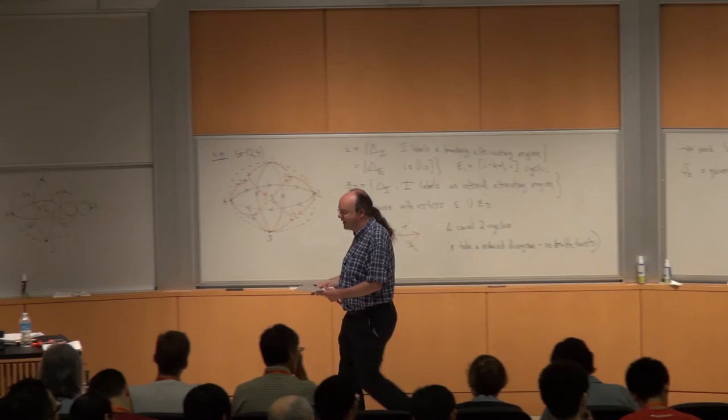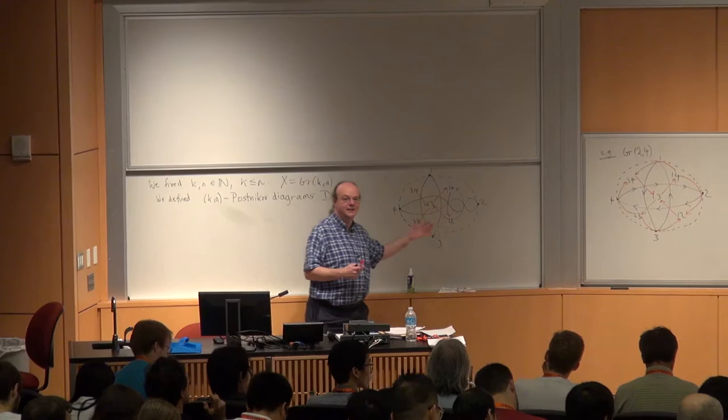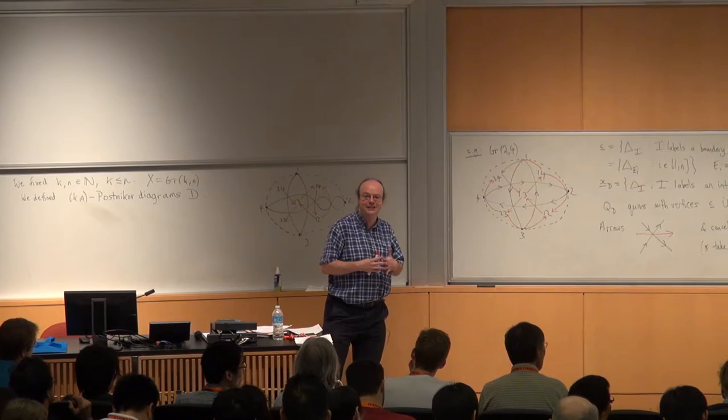But I should emphasize that in general there are infinitely many seeds. There are finitely many positive graph diagrams, because there are finitely many Plücker coordinates. But in general, the cluster type is infinite. If K is 2, then it's finite, for example.